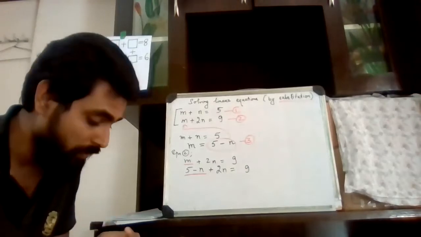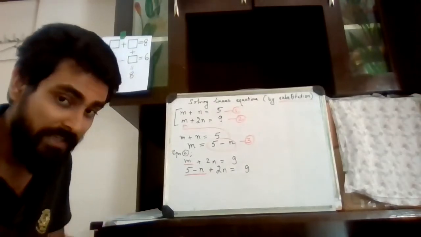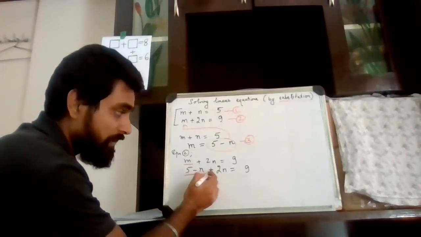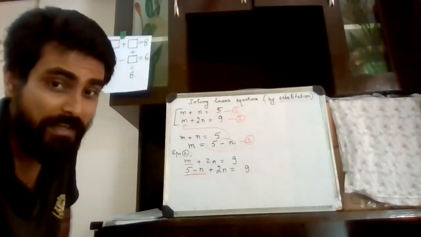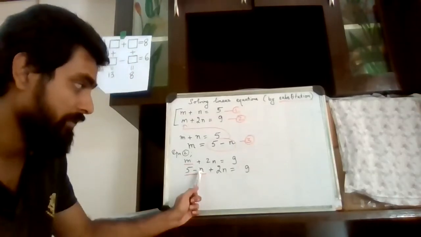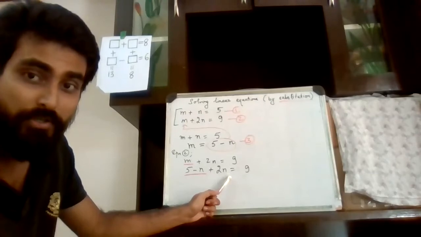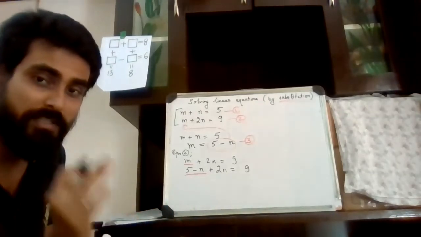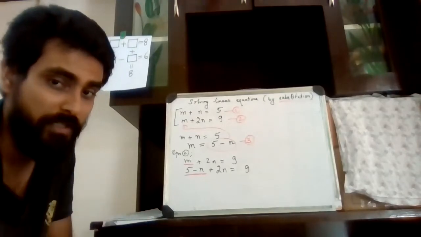Now if you notice very carefully, this equation which we have got right now, 5 minus n plus 2n is equal to 9, has how many variables? Just one. It's only n, here as well as here. So it's a simple linear equation in one variable, which you have learned this year.